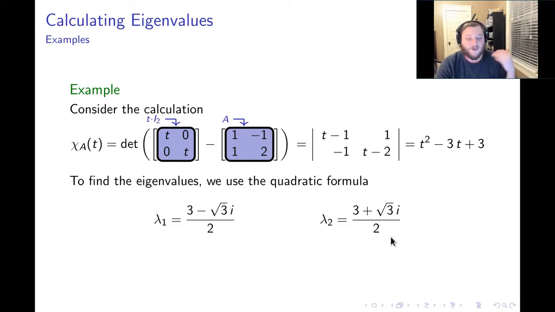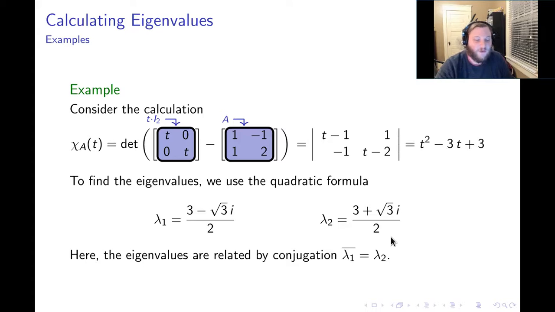So we get two roots of our quadratic polynomial. These are the two eigenvalues of our matrix. One thing to note here is that these eigenvalues are related by conjugation. The conjugate of the first eigenvalue is the second eigenvalue. So that's interesting to note. We used the quadratic formula for this 2 by 2 to find the eigenvalues.